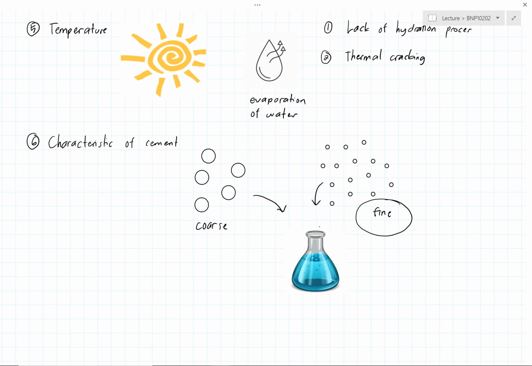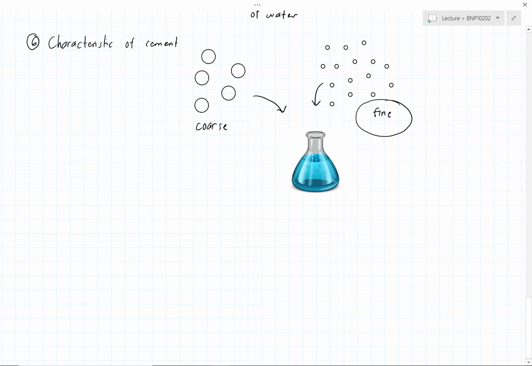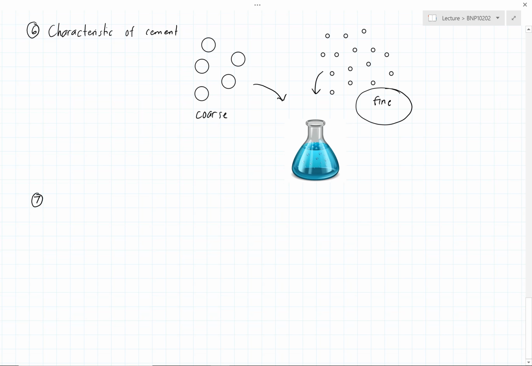So that's why for a specific type of cement that needs rapid hydration, like RHPC, rapid hardening Portland cement, the cement particles will be finer as compared to ordinary Portland cement, to allow rapid hydration to happen, thus the cement can react faster.